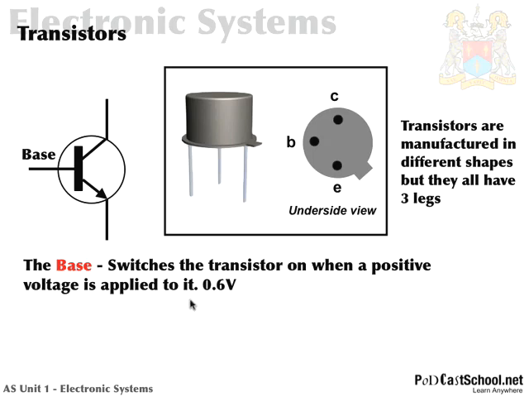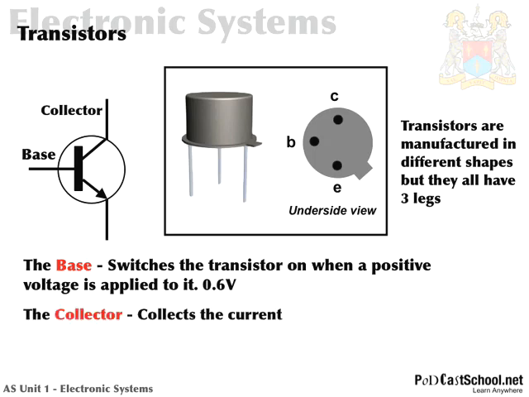The base switches the transistor on when a positive voltage is applied to it, 0.6 volts. And that's quite important, that 0.6 volts. So remember that one, 0.6 volts. I tell my students that if you were to look at a light switch on a wall and you push the switch with your finger, the base is a bit like your finger. It's the one that pushes the transistor. It's the one that makes it work, makes it switch on.